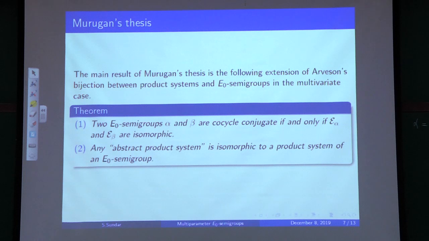The second one is again an imitation of Arveson's argument, but this requires some non-trivial work. So any abstract product system, that is any field of Hilbert spaces which has this product structure, is isomorphic to the product system of a unique E0 semigroup. So whether you want to study E0 semigroups or product systems, they are one and the same. Okay?